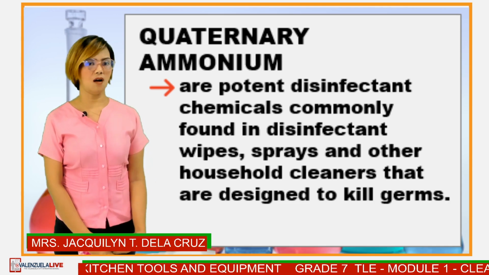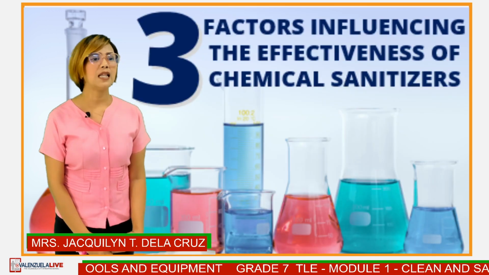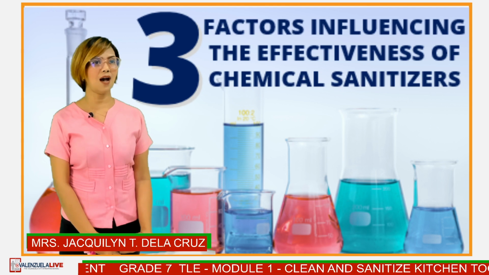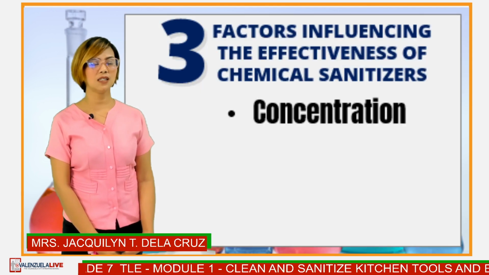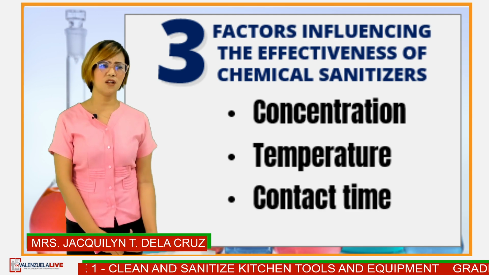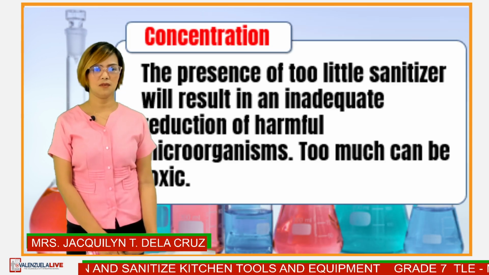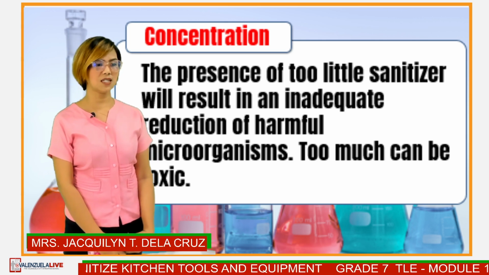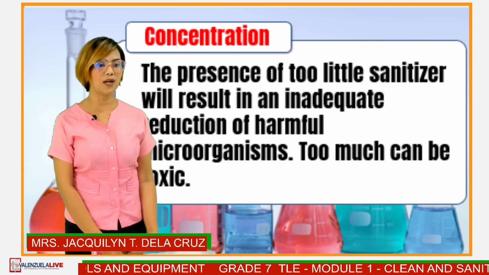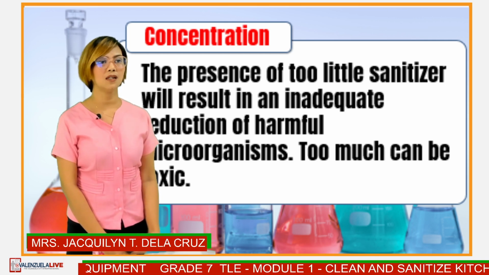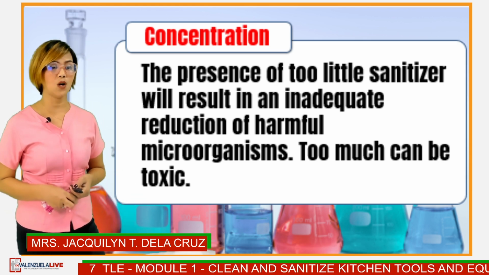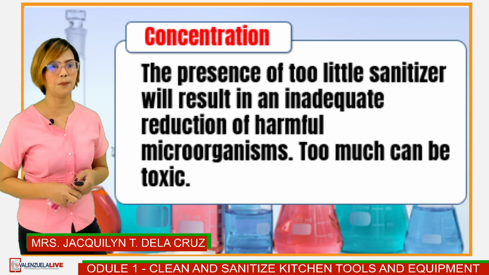By using these chemicals, you need to consider these 3 factors that influence the effectivity of these chemical sanitizers. We have concentration, temperature, and contact time. How does concentration affect the effectivity of the sanitizer? The presence of too little sanitizer will result in an inadequate reduction of harmful microorganisms. Too much can be toxic. That's why you need to make sure that you follow proper concentration of sanitizer to have the best result.